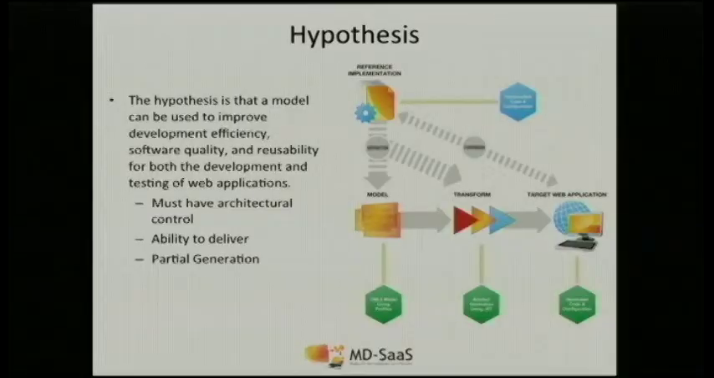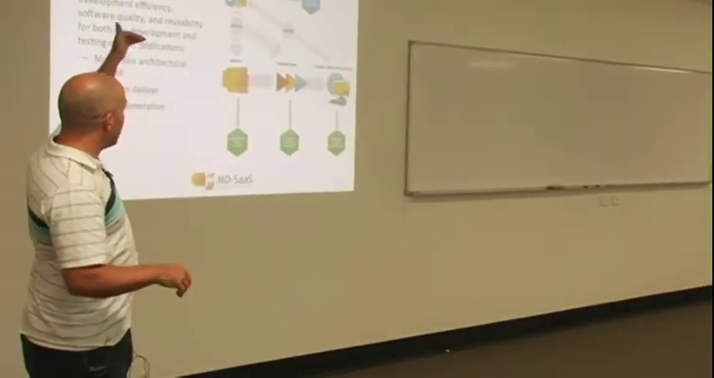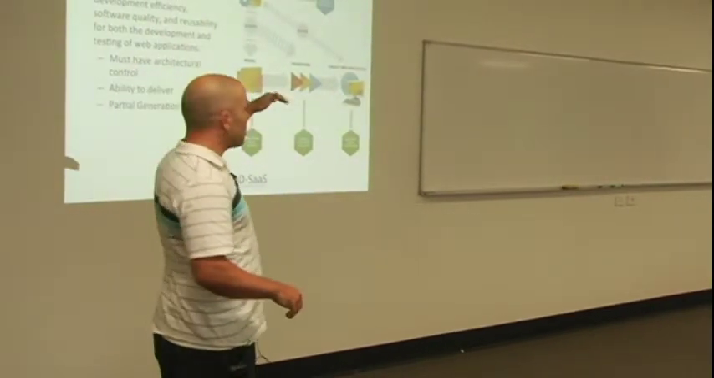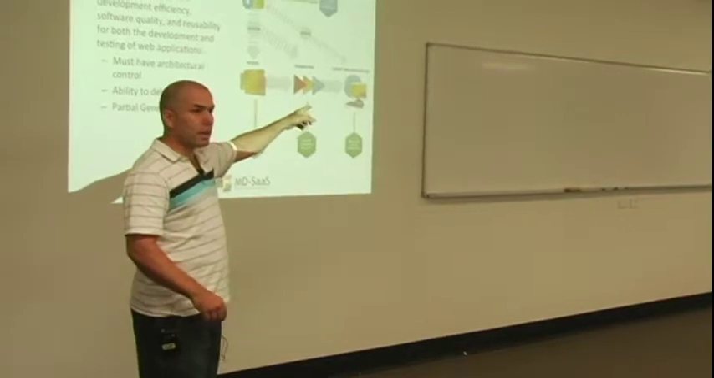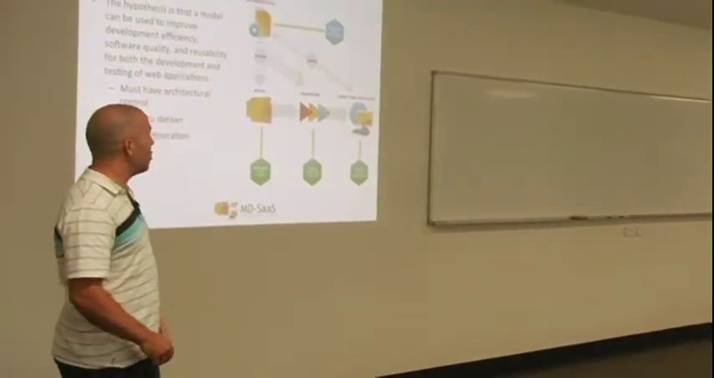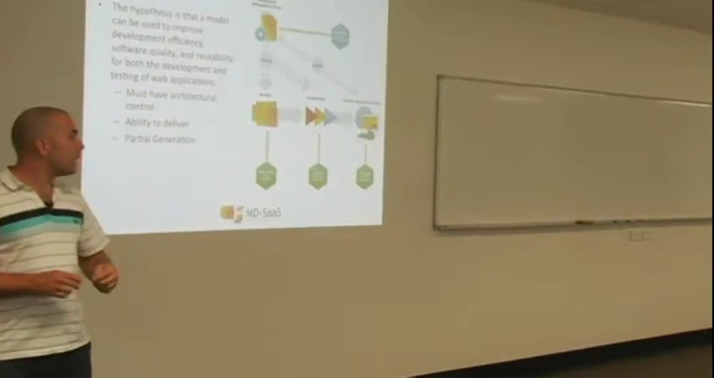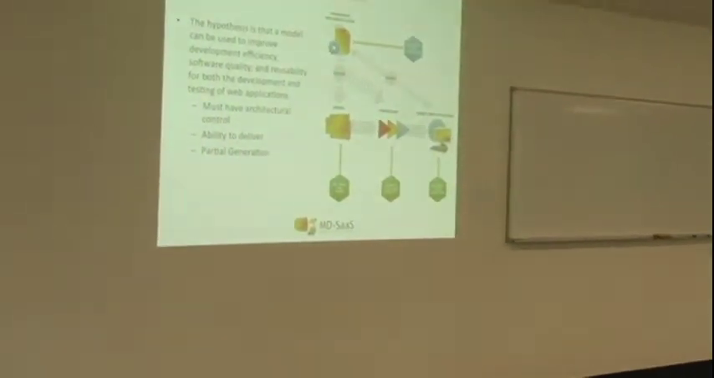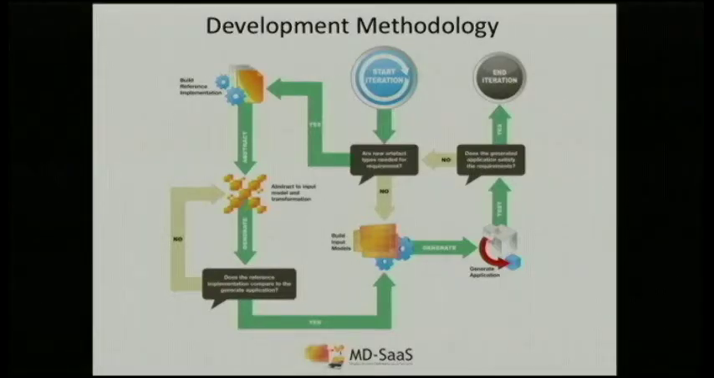Okay, so out of that reference implementation, what we do is we abstract up to a model, then we use code generators to transform across to the target application. Then the target application, we compare that to the reference implementation. So that's the hypothesis from a high level. Now, how that works on a day-to-day workflow sort of looks like this.